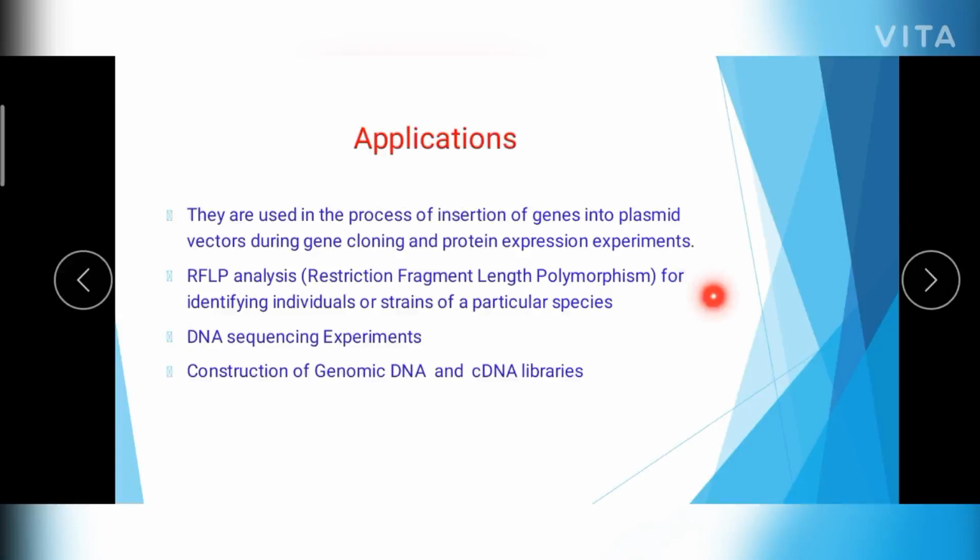This particular technique is used for identifying individuals or strains of a particular species. Suppose a new species is identified, how it differs from the existing species can be known by means of restriction fragment length polymorphism. It is also used in DNA sequencing experiments and in the construction of genomic and cDNA libraries. In this manner, restriction enzymes play a very key role in most genetic engineering experiments.